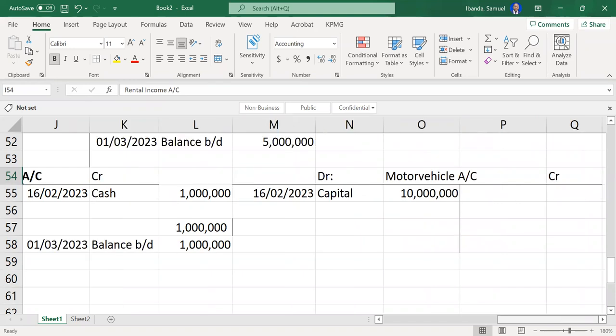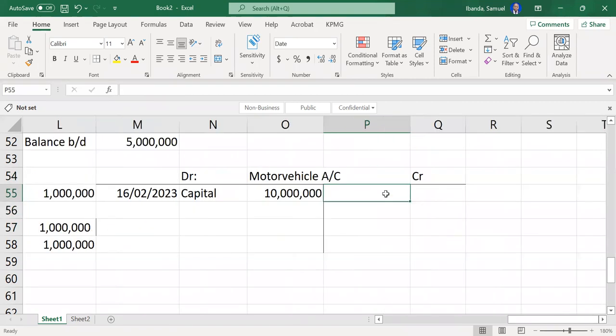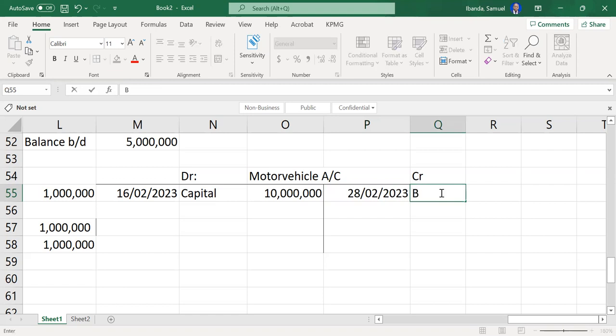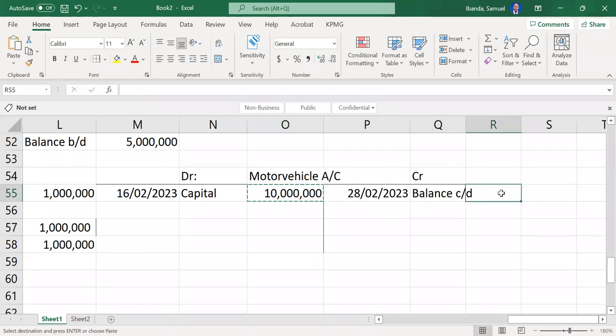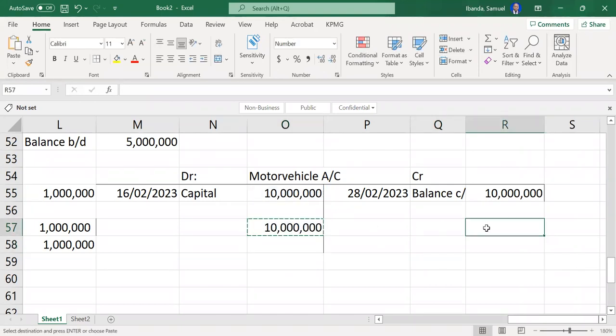So we have motor vehicle. I can also balance off my motor vehicle here. Let me first write the date, which is 28th of 02, 2023. I'll have my balance carried down of 10 million, because it's the difference between the two sides. And then after I have that, I'll get my total, which will still be 10 million on this side and 10 million also on this side.